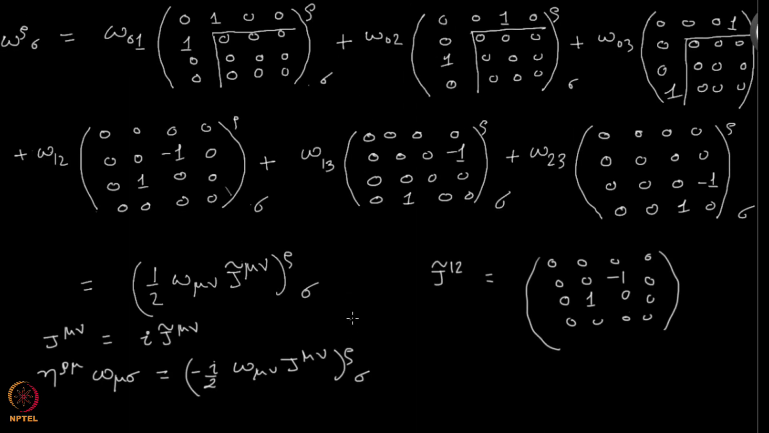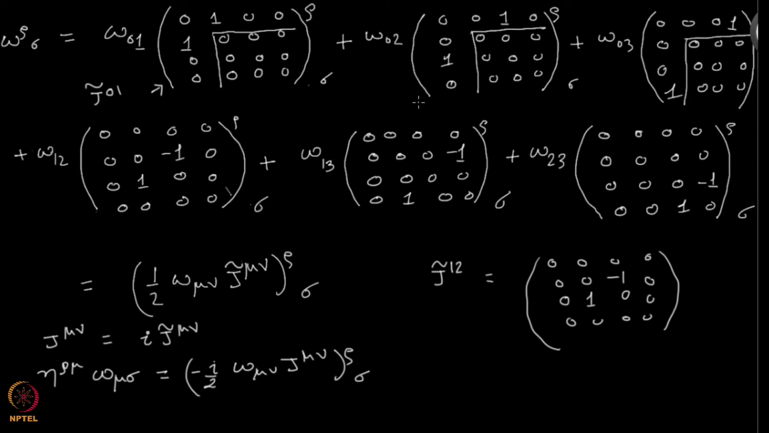So, let us go back. What will happen because of this factor of i? Let us see where is j tilde 01. You have one here, one here. If you put a factor of i, you will have an i here and i here. That is one thing.